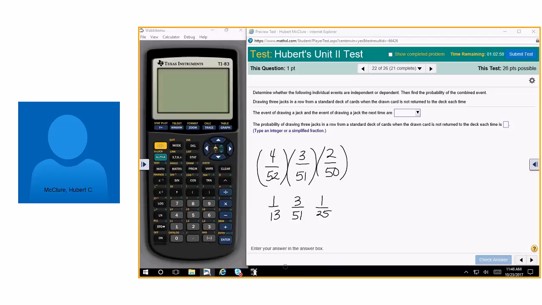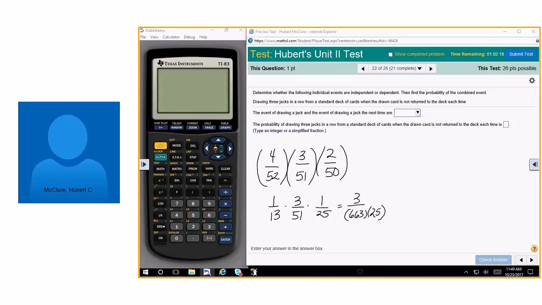Well, I'll do the top for you. 1 times 3 times 1. Can you do that? 3. All right, 10 times 13 is 130. 130 times 5 is 650. 663. So that's going to be 663 times 25. I have no idea what that is.